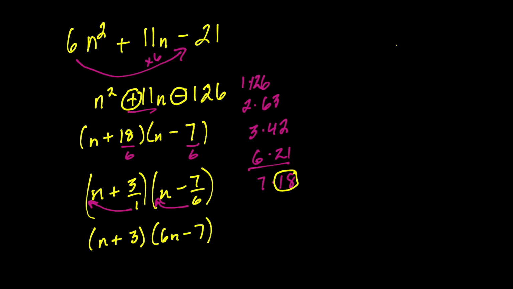So we can go ahead and check it. N times 6n, 6n squared. Outers, negative 7n. Inners, negative 18n. So 18 and negative 7 is positive 11. Last times last. That's a plus 3 times a minus 7. So yeah, that gives us a minus 21. So that works out quite nicely.